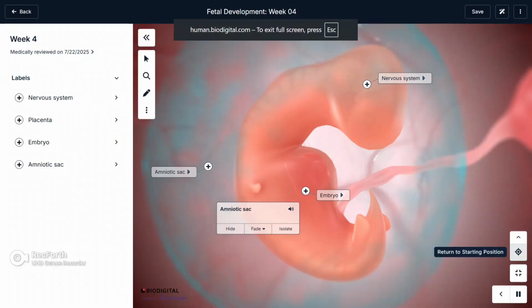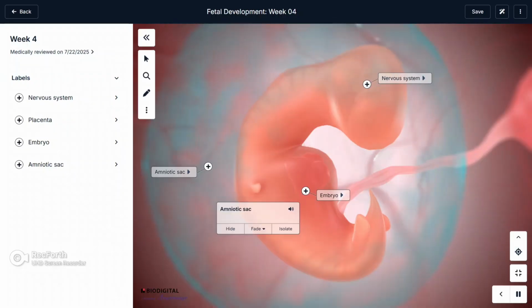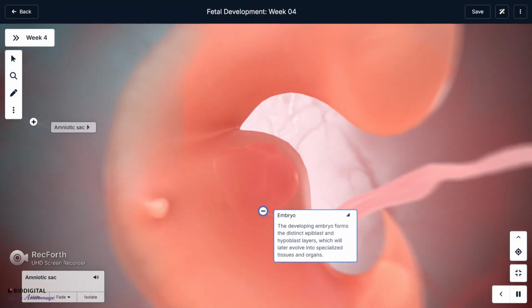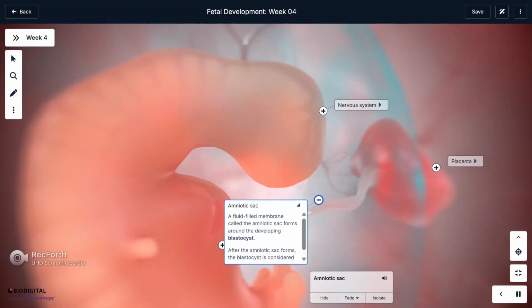Now, I will be simulating the embryonic development from an embryo to fetus until it is ready for the environment of the outside world. For week 4, the developing embryo forms the distinct epiblast and hypoblast layers, which will later evolve into specialized tissues and organs. A fluid-filled membrane called the amniotic sac forms around the developing blastocyst. After the amniotic sac forms, the blastocyst is considered an embryo.